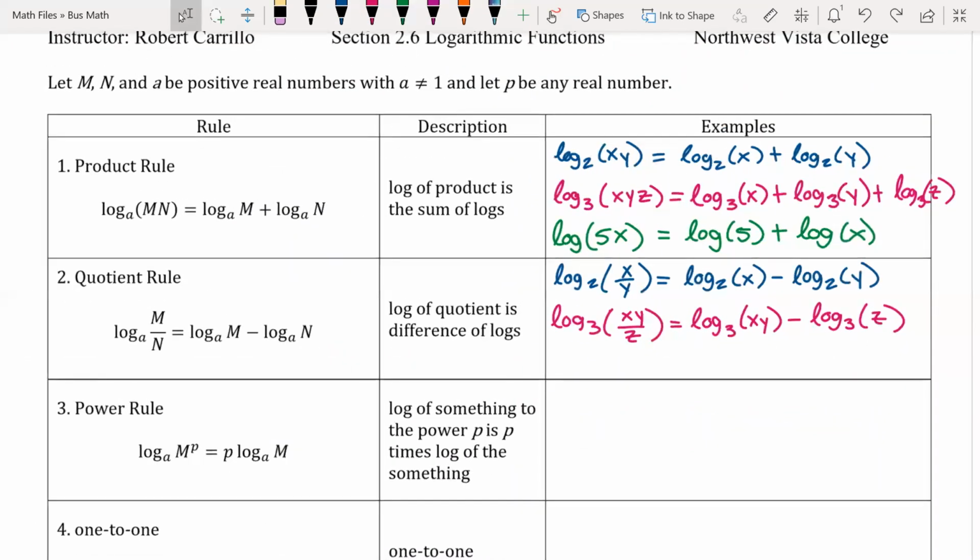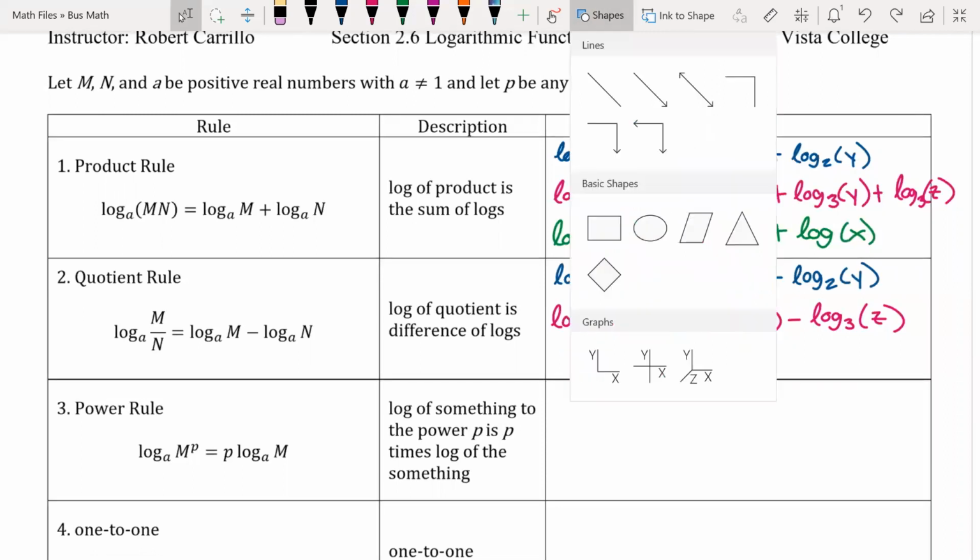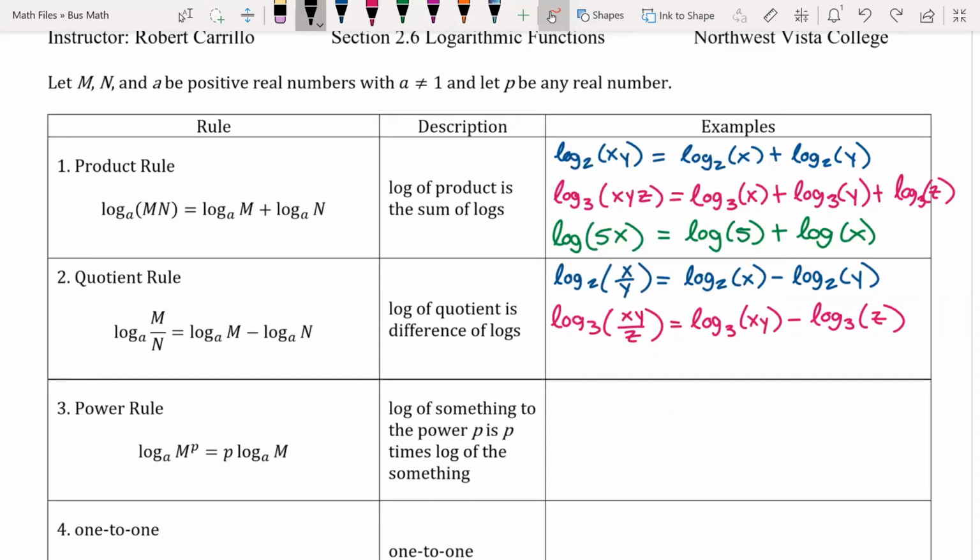Third one is the power rule. All right, the easiest one. The power rule says if you have the log base a of m to the p power, then all you have to do is take that power and move it to the front. That's it. It becomes p times the log of m. Nothing crazy.